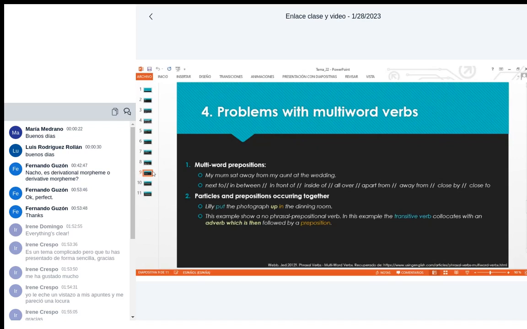The same happens with the particles and prepositions occurring together. For example, "Lily put the photograph up in the dining room." Here, the up does not have to do anything with the put. Put up is just implying that the photograph is up on the shelf and nothing else. There's no meaning of putting up, no phrasal verb going on there. Up is functioning as a complement of place.